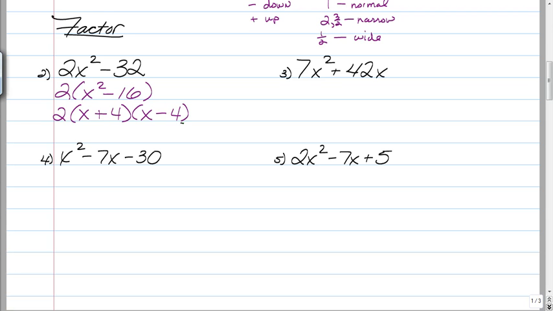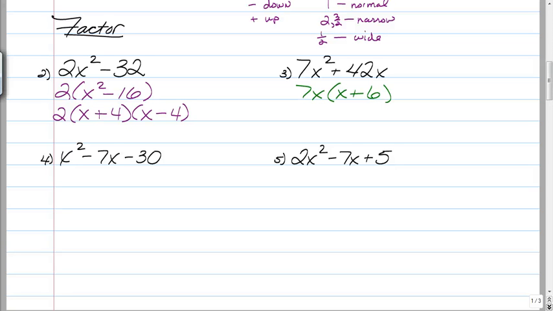For number 3, again, first thing you always check for is a GCF. We could actually factor out not only a 7, but a 7x out of here. And inside we're going to be left with an x plus 6. And you are already done. This is an example of just a GCF can be factored out. So you're finished. Don't worry about anything else. Number 4.